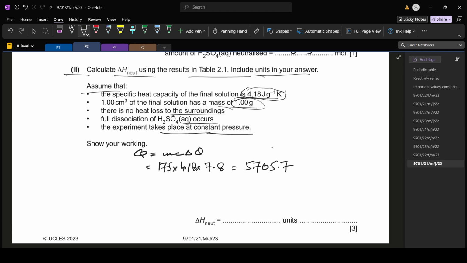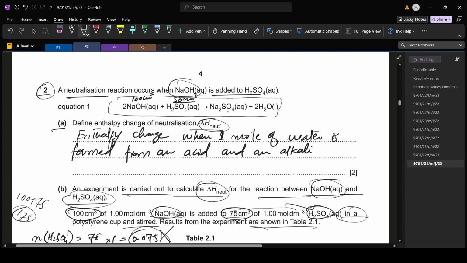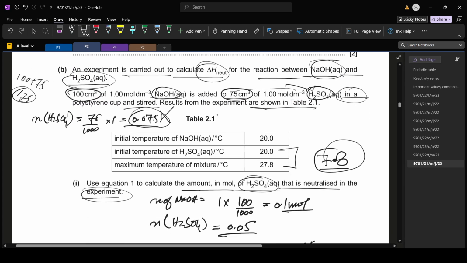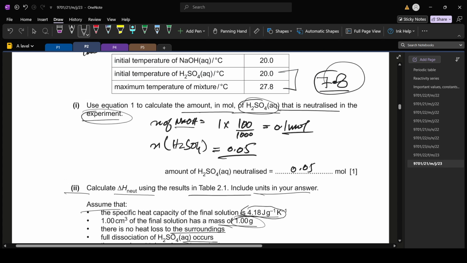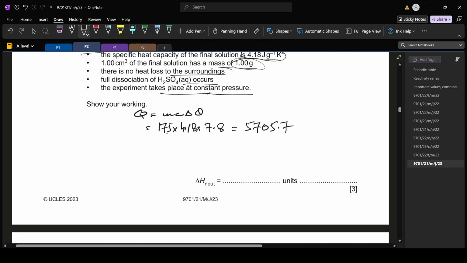Now you have to calculate the enthalpy change of neutralization, so you will divide it by moles. Okay, but the moles of the water, you will calculate the moles of water. So from the ratio, if you see, the moles of NaOH is 0.1. So 0.1 mole of NaOH will form 0.1 mole of water. Now this energy is in joules, so you can convert it into kilojoules.